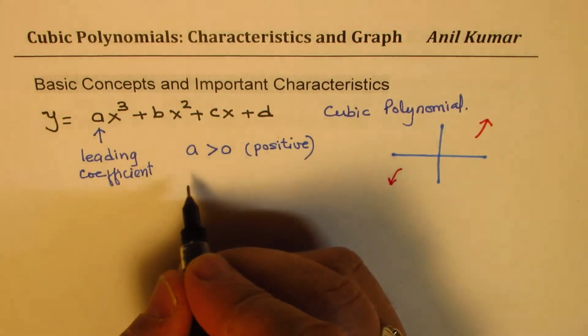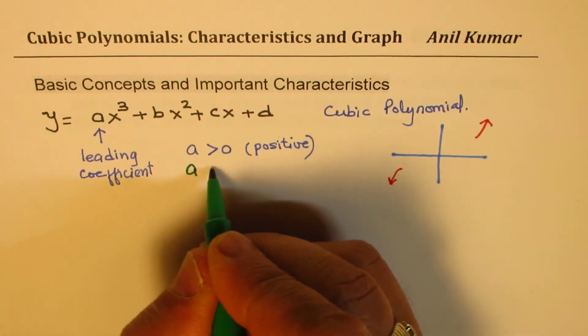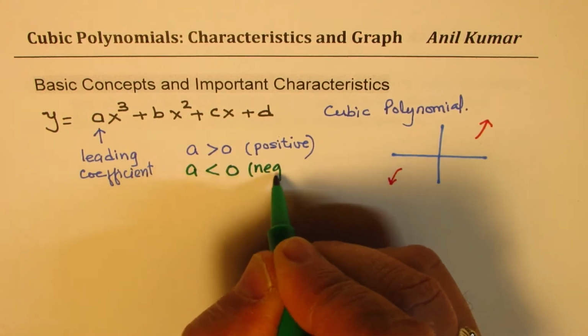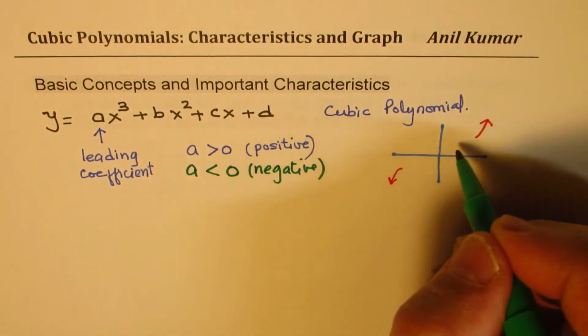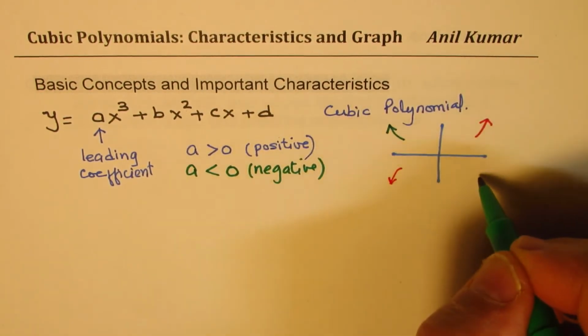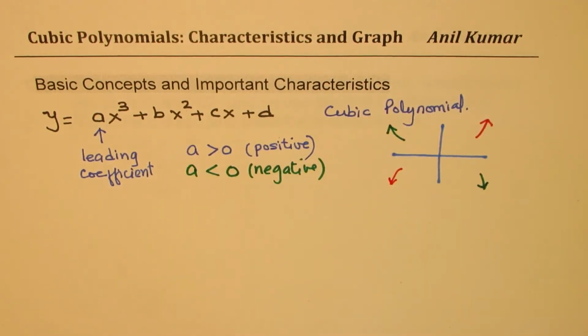But if a is negative, let me write in a different ink. If a is negative, the leading coefficient is less than 0, that means negative. In that case, the right side will be going down and left side will be up, right? It's kind of flipped like this. So that is how the graph of cubic function is going to be, right? So this is important to understand when you sketch the graph of those functions.